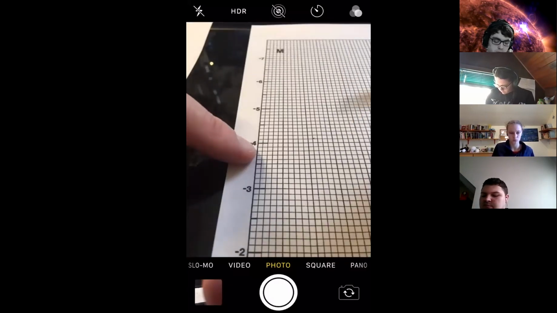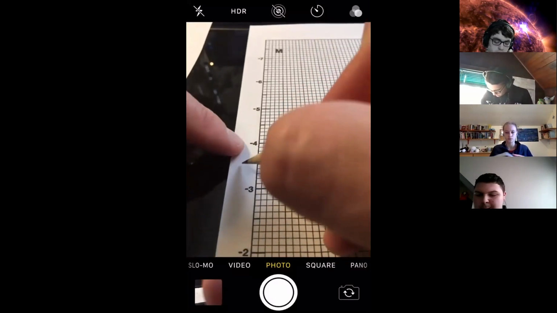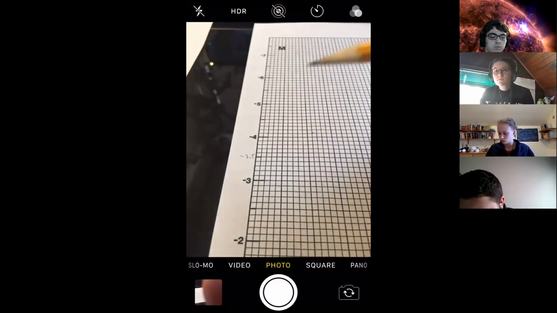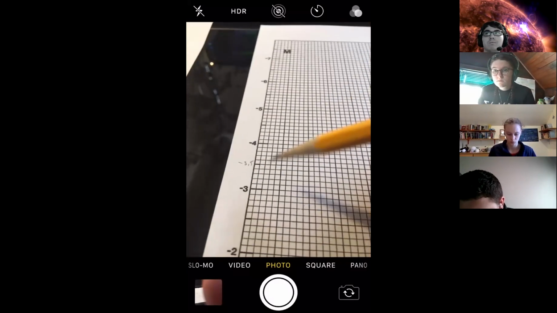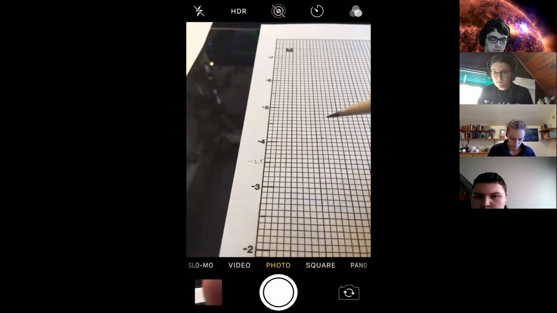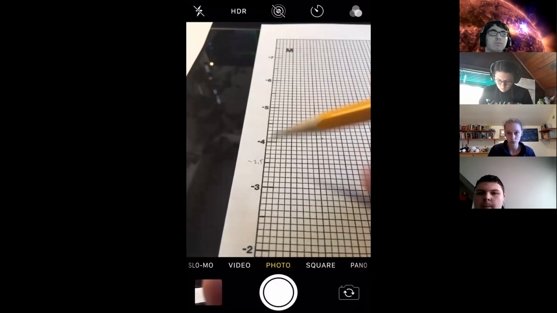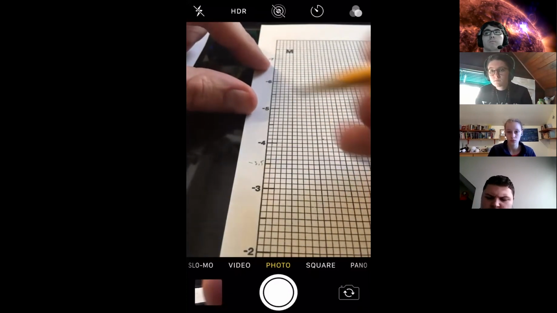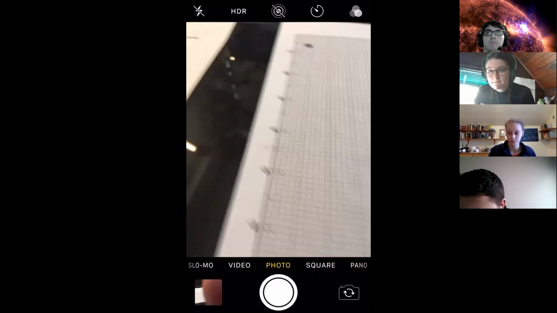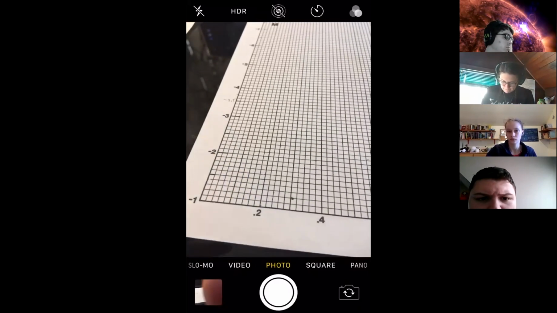Watch out because negatives go upwards here. That's minus 3.5. What is each tick worth here? 0.1, yeah. So negative 3.71 is right there. So let's find the intersection of those two.